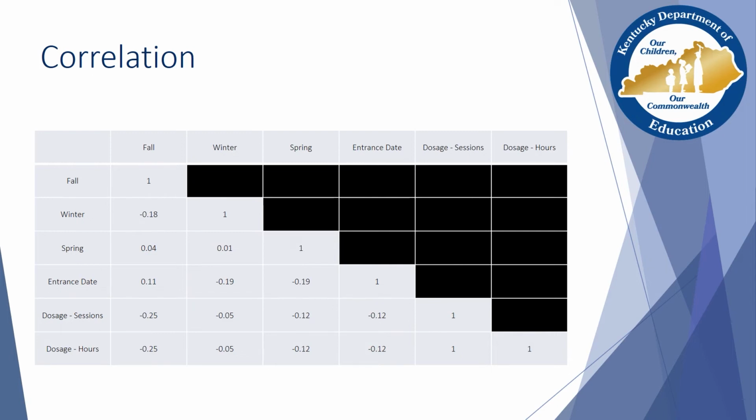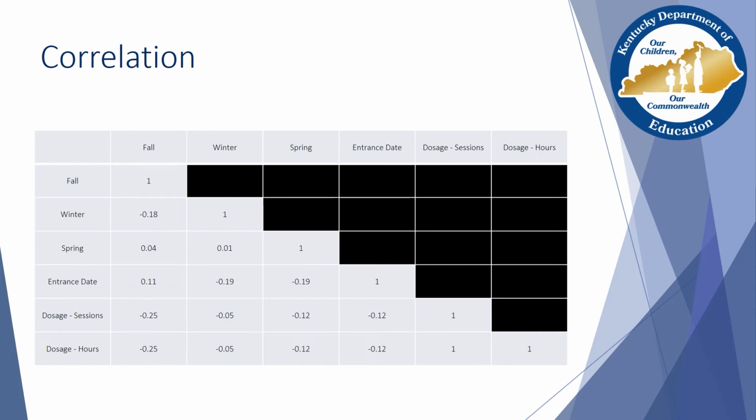That is pretty close to 0, but we should take note that it didn't change significantly from the fall. So something is going on here. Finally, we can see in the spring that dosage has a negative correlation of 0.12. This would suggest that continued participation in intervention from winter and spring may have had a negative impact on the students.